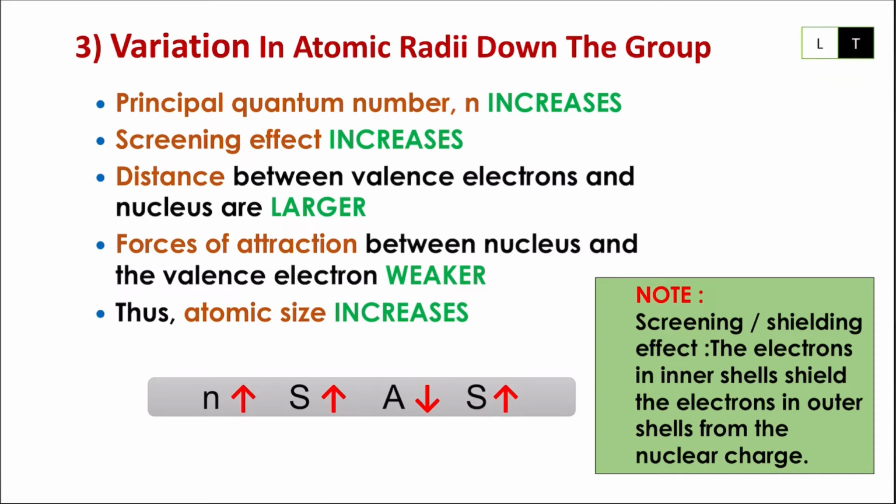So, daya tarikan antara valence electron and nucleus is very important. Sekiranya daya tarikan is very weak, the size will become larger. Let's go a bit more into how to describe this part.